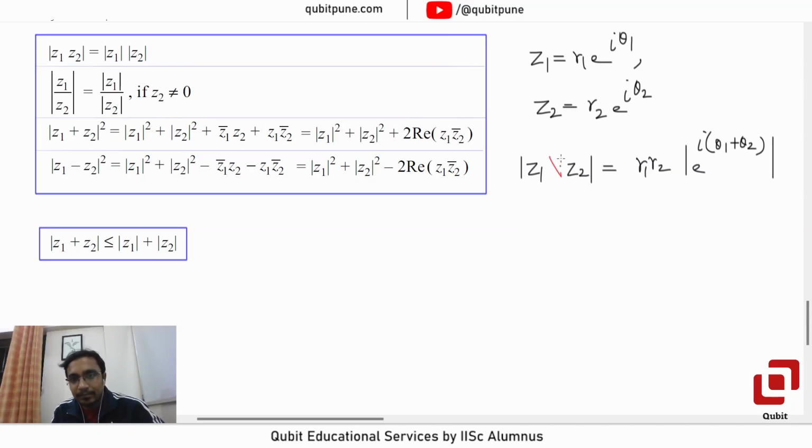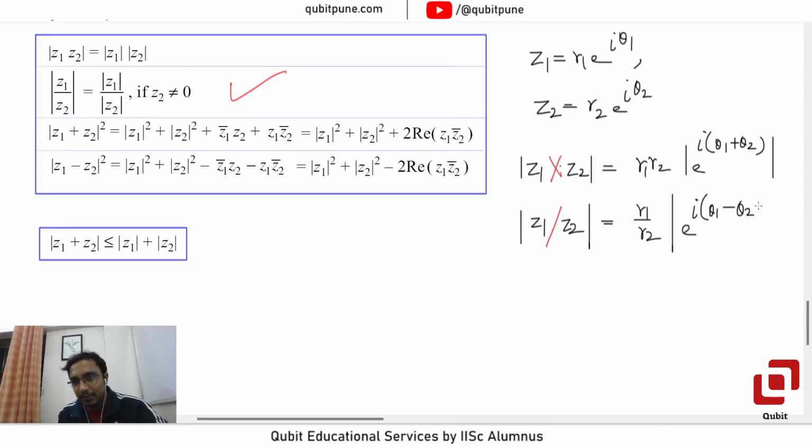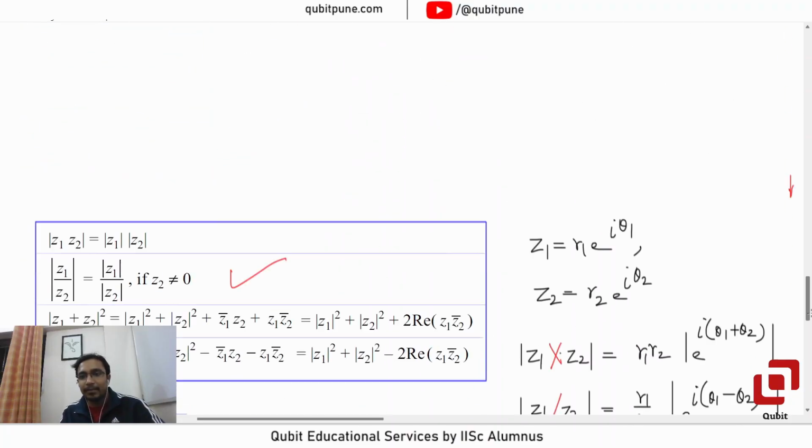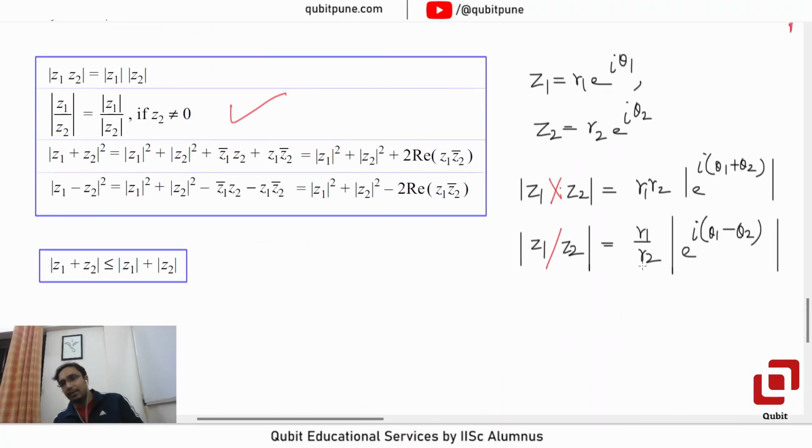And same thing also applies with division. Is that clear? Okay, let me write it here. z1 by z2 equals r1 by r2 modulus of e to the power i theta 1 minus theta 2. Use the laws of indices. So what will happen? r1 by r2 will remain there. e to the power i theta 1 minus theta 2, no matter what that is, mod of that is always going to be 1 due to cos squared theta plus sin squared theta equal to 1. Is that clear? Okay.